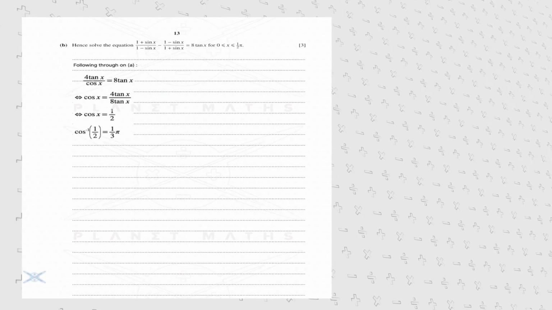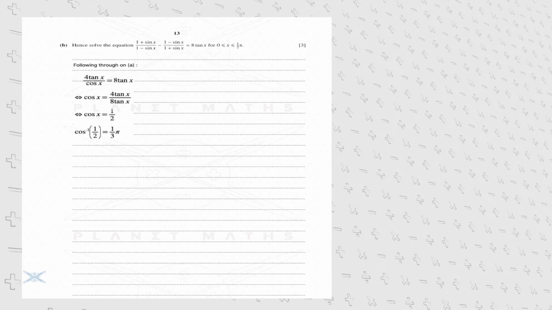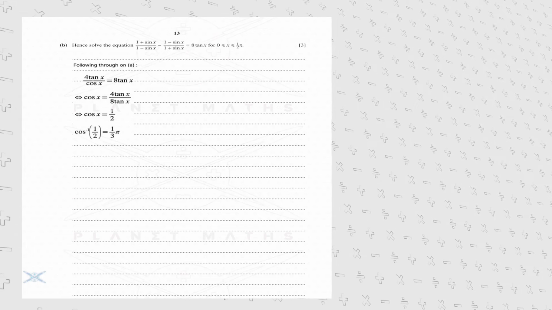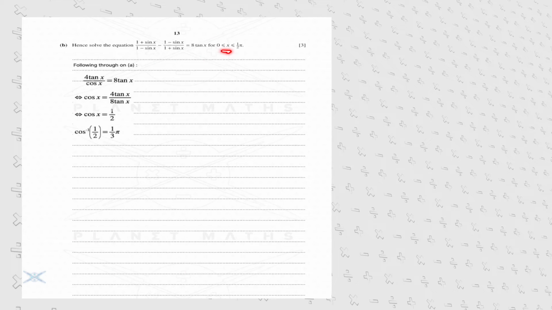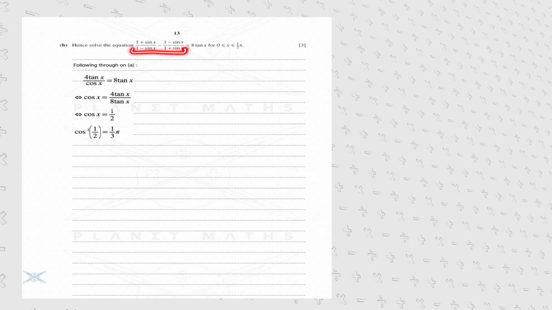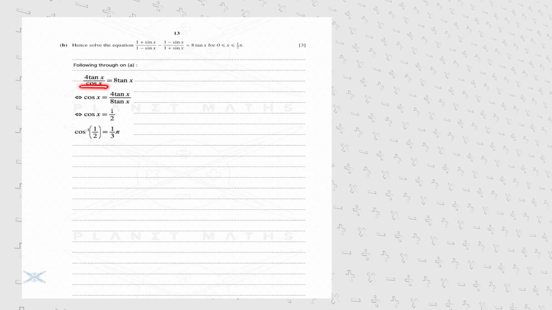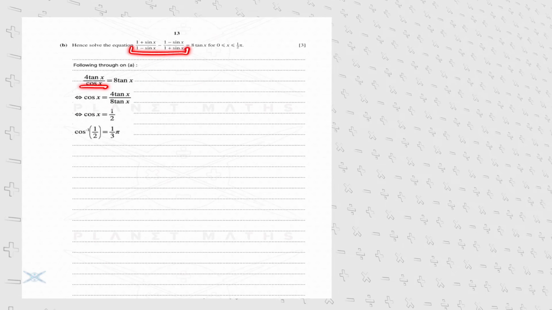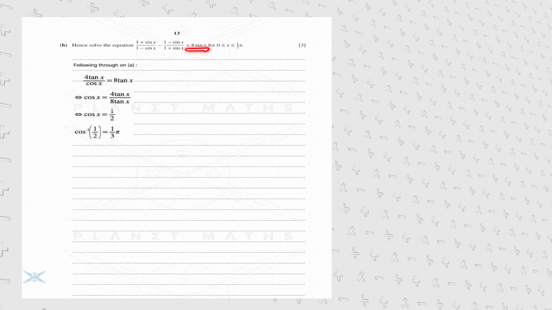Next on to part B of the exercise, where we should follow through on part A and solve the equation provided for x being within the interval 0 to 1/2 pi included. As mentioned, following through on A, we can substitute this expression for 4 tangent x over cosine x, since those two expressions are identical, and equate it to the expression 8 times tangent x.